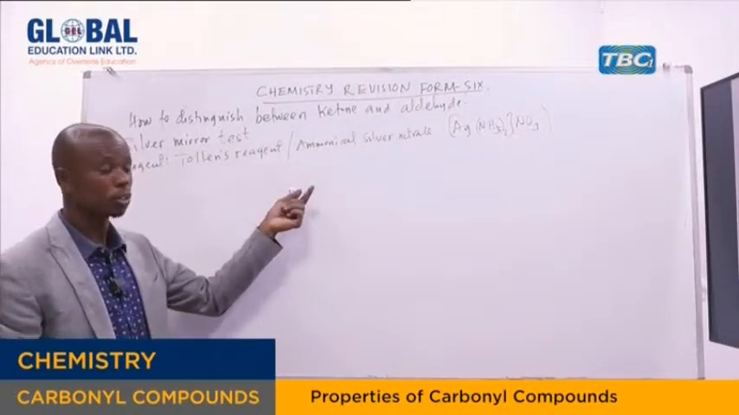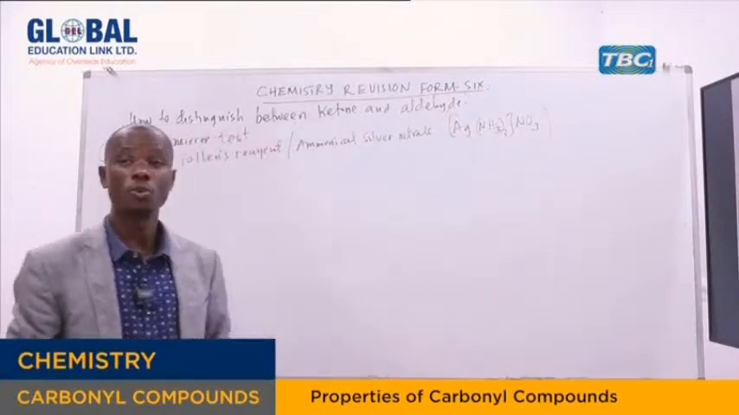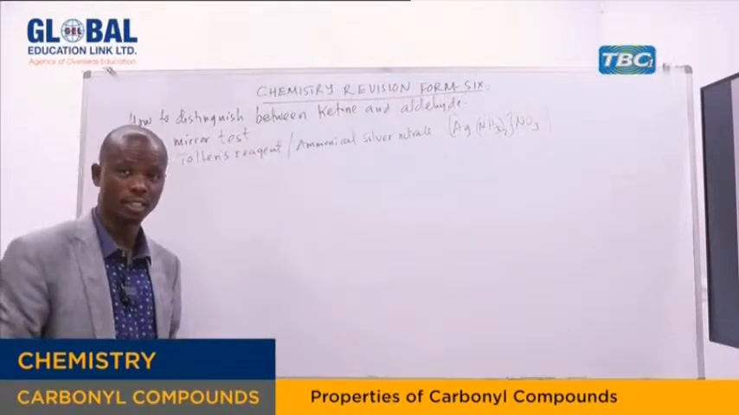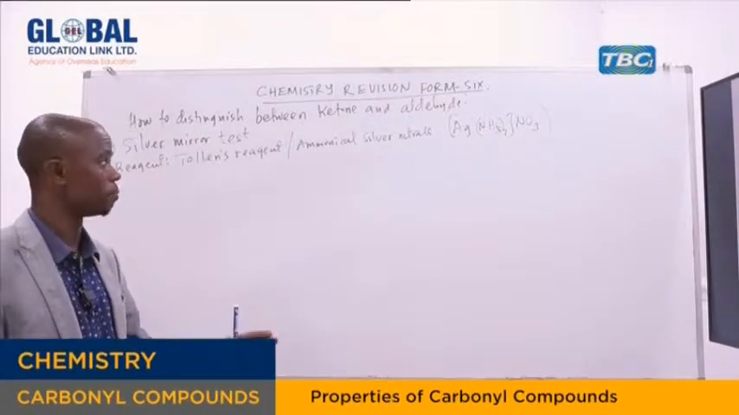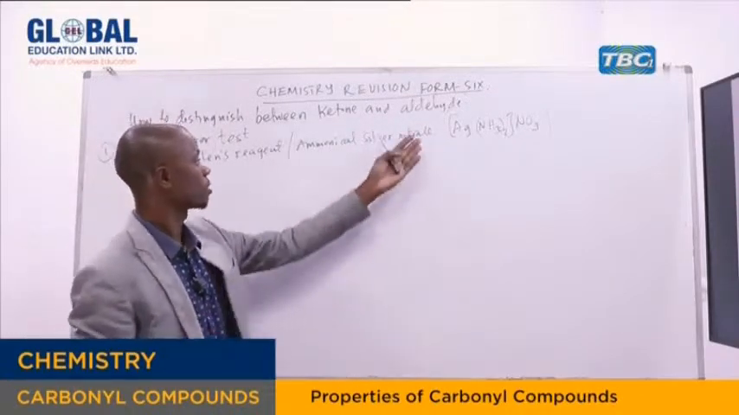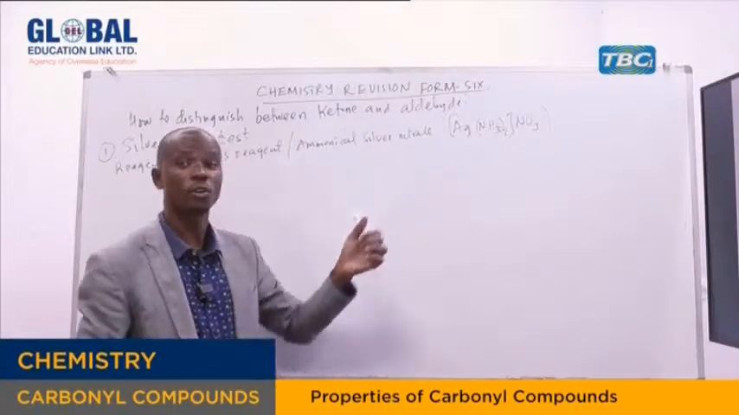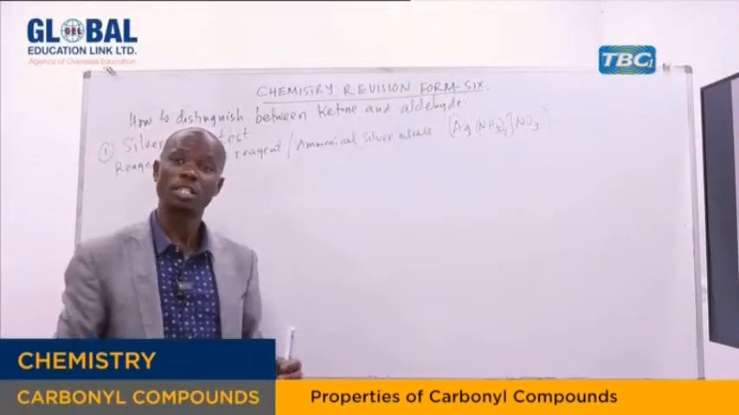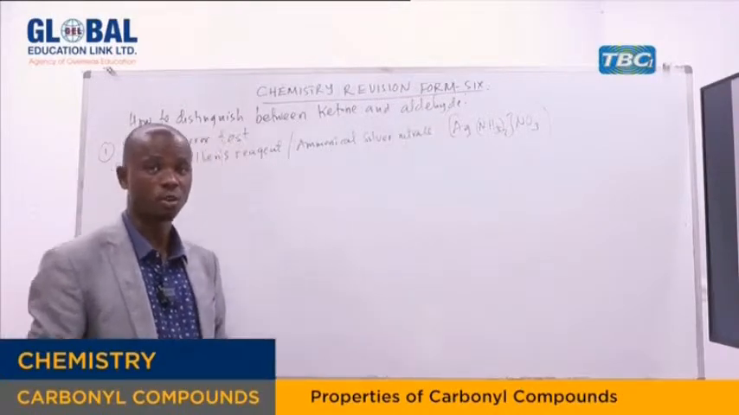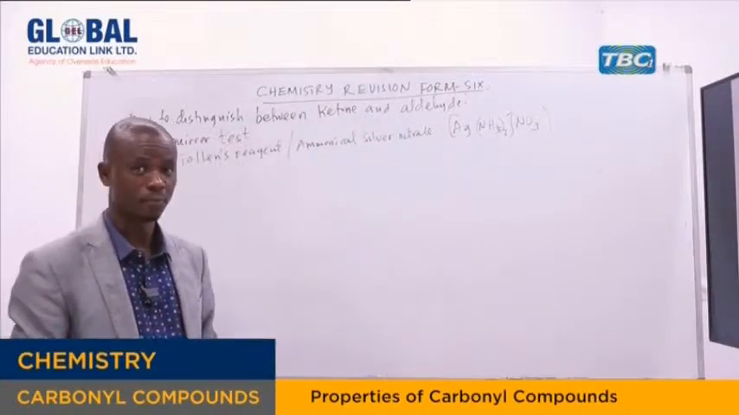So Tollens' reagent, or ammoniacal silver nitrate, which is given the formula here, can be used to distinguish between ketone and aldehyde. Now, why the differences between them? Aldehyde is a strong reducing agent, and this compound here is a mild oxidizing agent. So this compound will oxidize aldehyde, because it is a strong reducing agent, into carboxylic acid, which will further react with ammonia to give ammonium carboxylate.